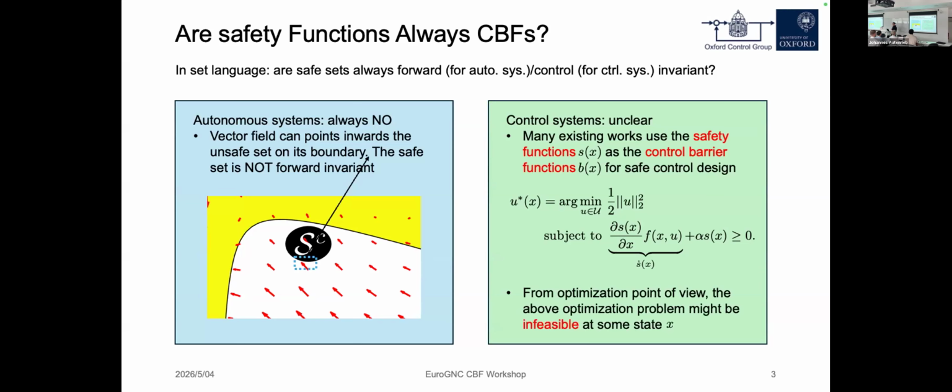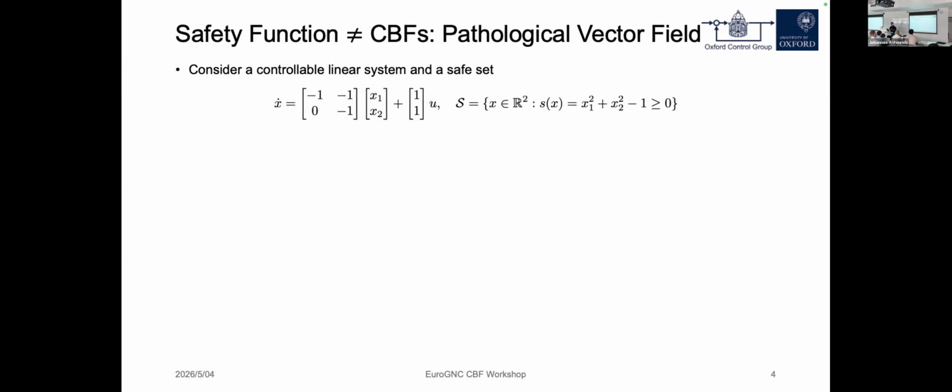If it's not, we adapt this alpha function, and if it still doesn't work, I have nothing to do. From the optimization point of view, we are arguing whether the above optimization problem is feasible or not on every x. I would argue that it might be infeasible on some states x, even for the simplest case, a simple linear system plus a quadratic barrier function. I will give you an example to show safety functions are not barrier functions, where the vector field is actually very pathological.